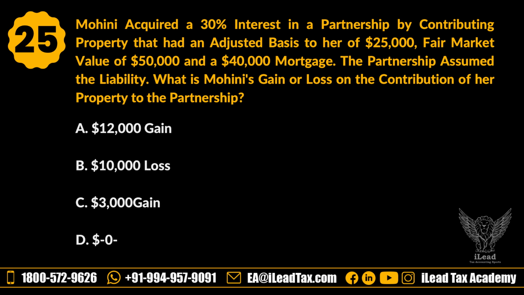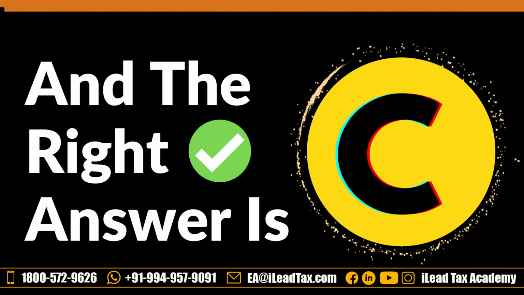Mohini acquired a 30% interest in a partnership by contributing property that has an adjusted basis to her of 25,000, FMV of 50,000 and a 40,000 mortgage. The partnership assumed the liability. What is Mohini's gain or loss on the contribution of her property to the partnership? A, 12,000 gain. B, 10,000 loss. C, 3,000 gain. D, 0. Let's see the answer. The answer is 3,000 gain.